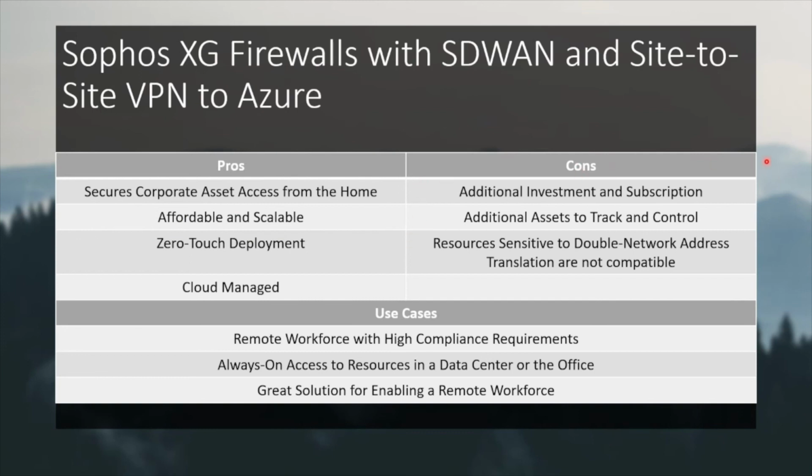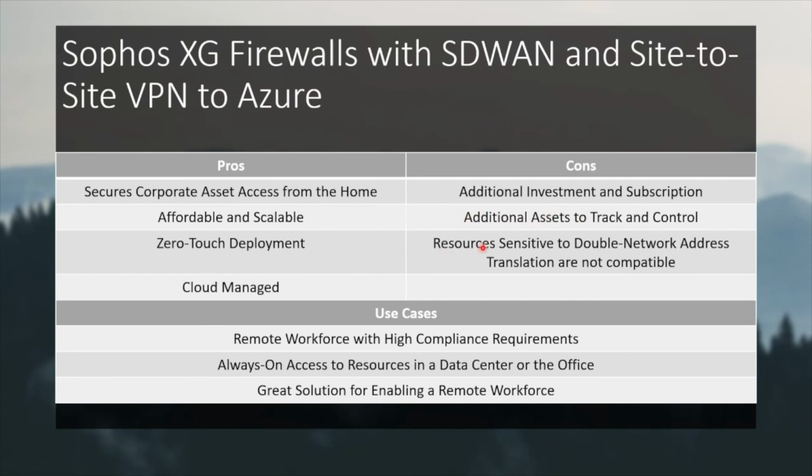The cons, of course: this is an additional investment in infrastructure and hardware, and it is subscription based as well. The license that enables those advanced features and advanced filtering capabilities of Sophos is subscription based. They're annual subscriptions. It is additional corporate assets to track and control. So you need to say, okay, user Sally has this Sophos XG86 rented on this date, and she's due to return it on this date. So a little bit of overhead on your organization there.